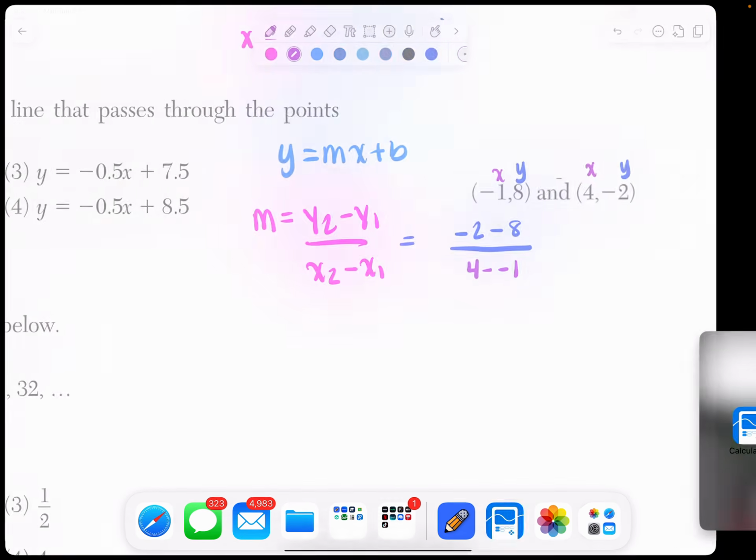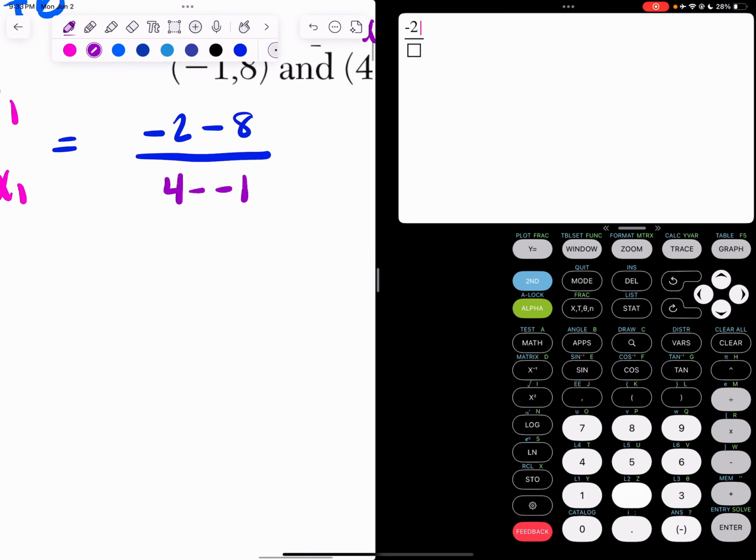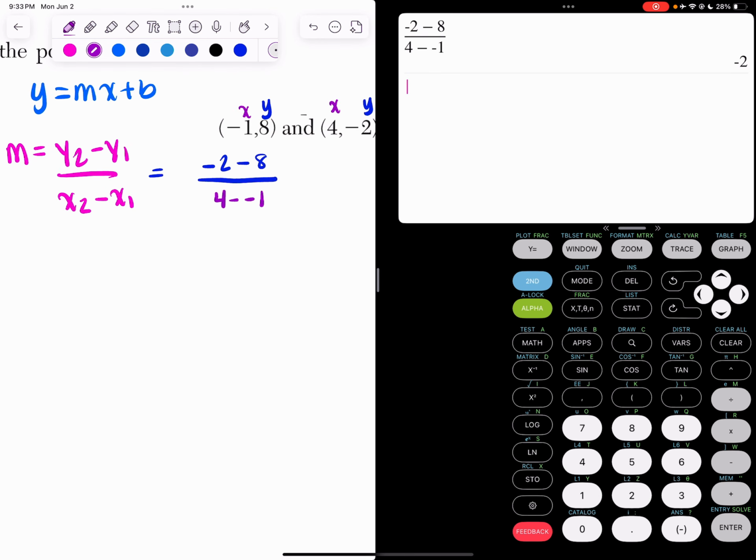Now we're going to type that into our calculator. So we're going to do alpha, y equal, enter. And we're going to do -2 minus 8 over 4 minus -1. And when I hit enter, I get -2. So we know our slope for this line is going to be -2.